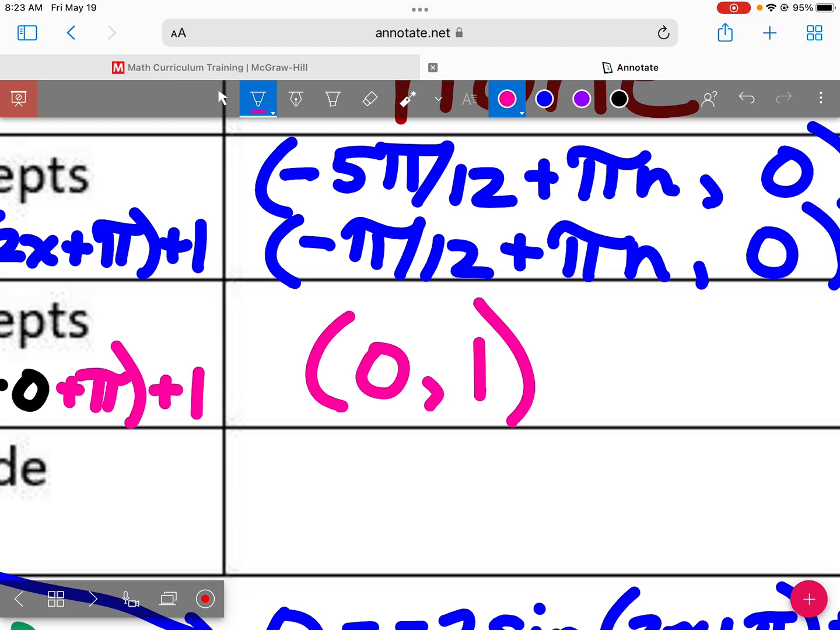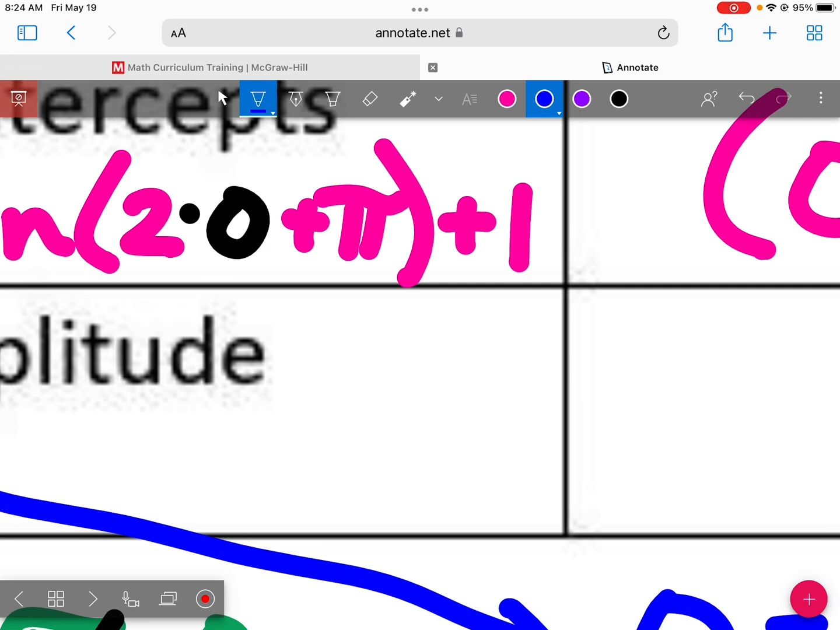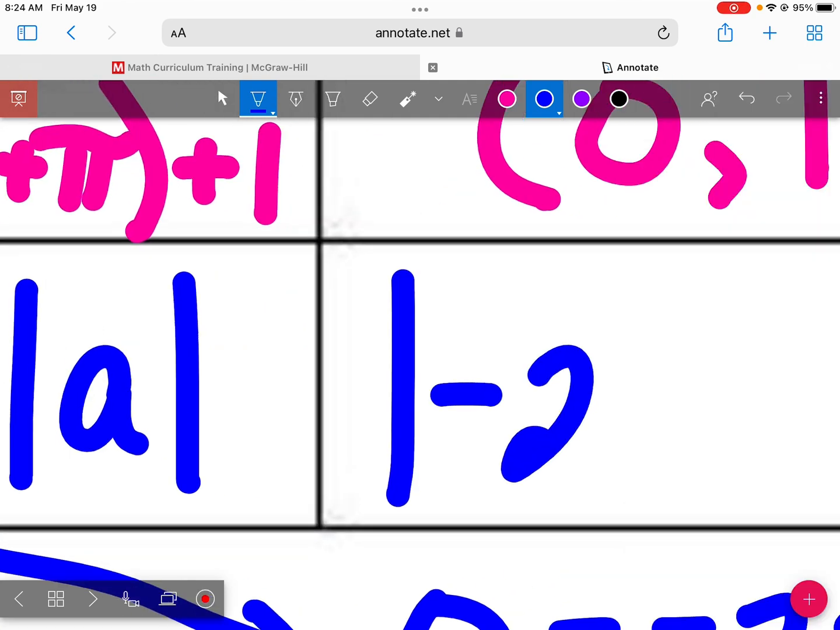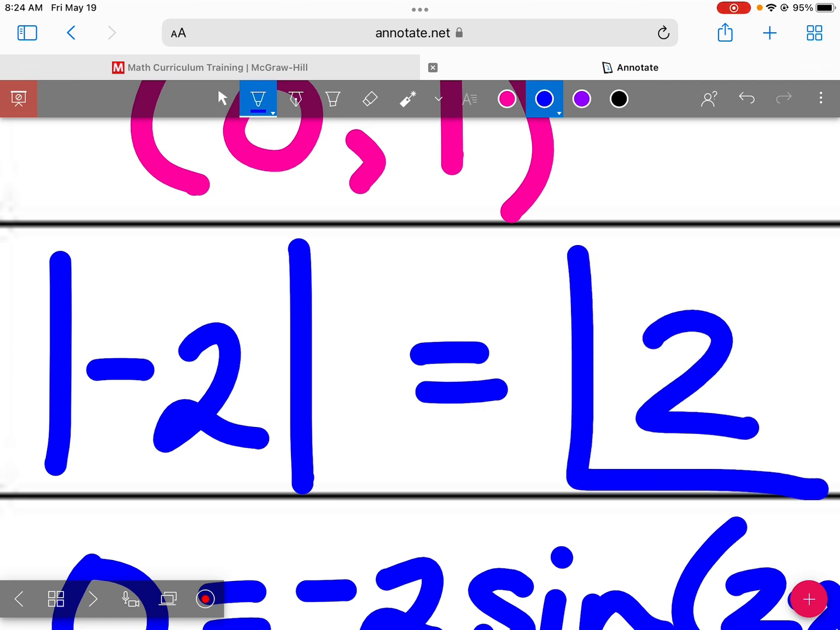And last but not least, amplitude. How do I find amplitude? The one in front. It's the absolute value of a. So absolute value of negative 2. So my amplitude is 2.